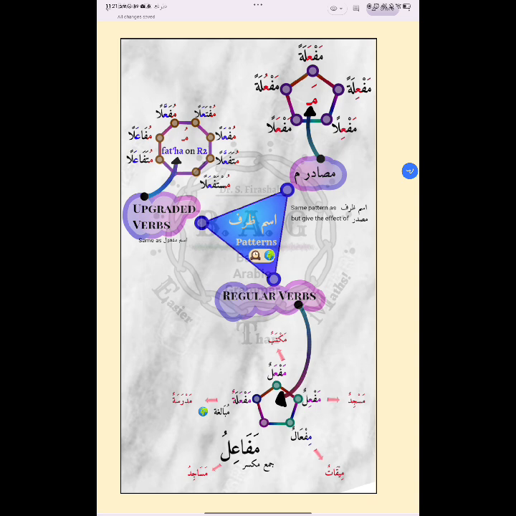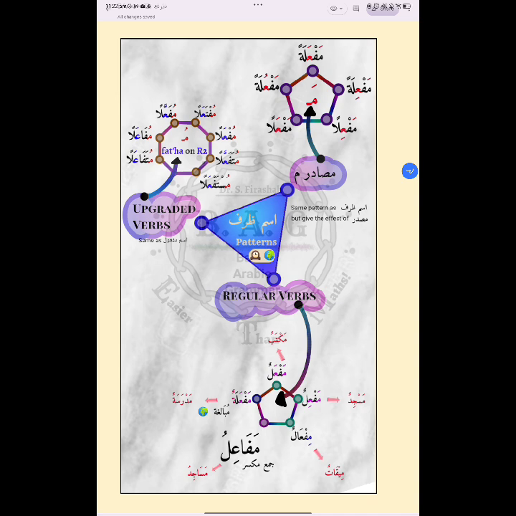Next you've got the upgraded verbs. When we start the section on verbs, I'm going to tell you that verbs are actually of two kinds: the upgraded ones or the regular ones. Right now do not fuss over what the upgraded verbs or the regular verbs are. They are going to be covered in section D, inshallah. Right now, just know that there are two kinds of verbs, regular and upgraded ones, and that there are ways of making ism zarf from those verbs.